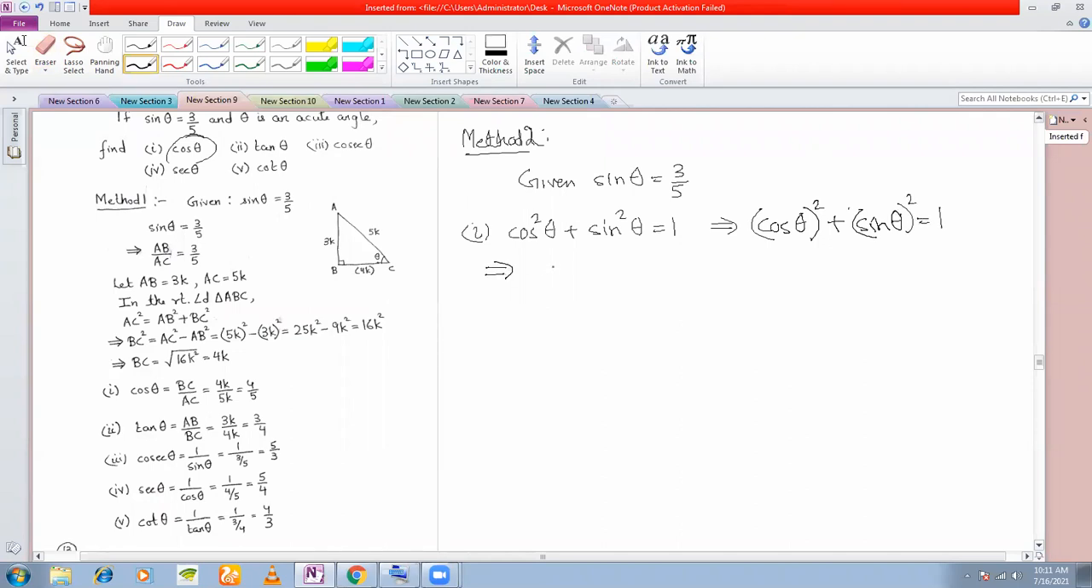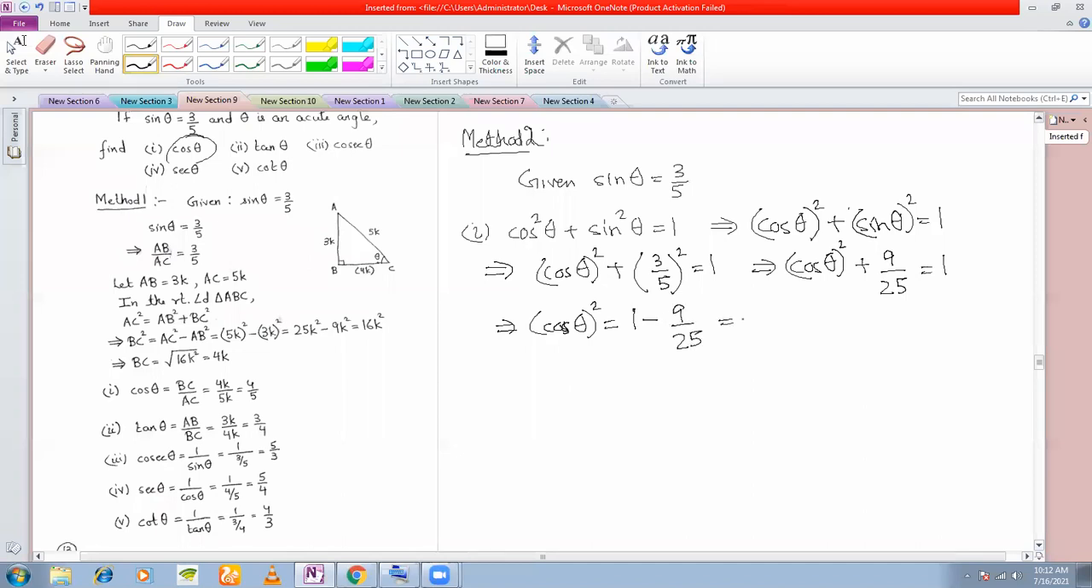That means cos theta whole square. Sine theta value is given to be 3 by 5. So that means cos theta whole square plus 3 square by 5 square, which is 9 by 25, is equal to 1. That means cos theta whole square is equal to 1 minus 9 by 25. Now take the LCM here. 25 minus 9. We get 16 by 25.